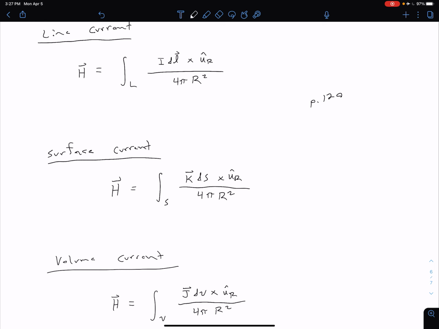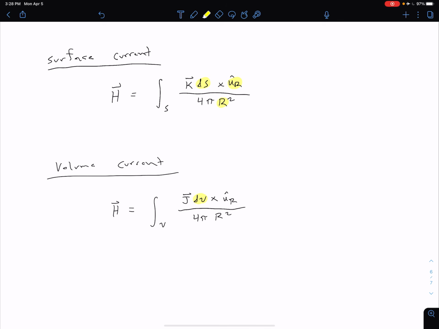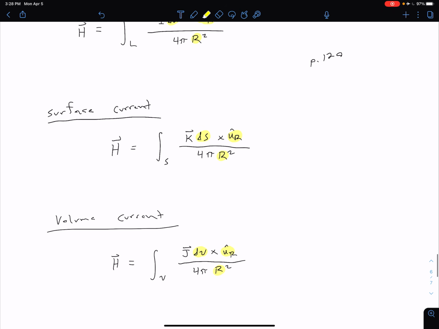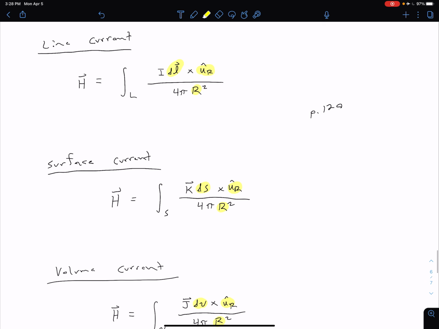The basic approach we're going to take is, for a particular problem, to figure out the limits on our integral. For instance, in this first case, we're going to need to figure out what our dl is, what our unit vector in the R direction is, and of course this distance R. Similarly down here: what's our ds, what's the R direction, what's our R. What's our dV, what's the R direction, what's our R. And of course we also have to figure out the limits on our integral in all three of those cases. In the next few videos, we're going to look a little closer at some line currents and see how we can apply this general equation to get an expression for our magnetic field intensity H.